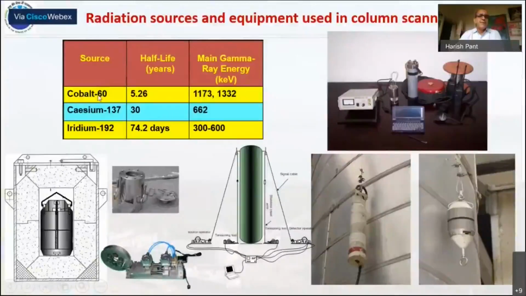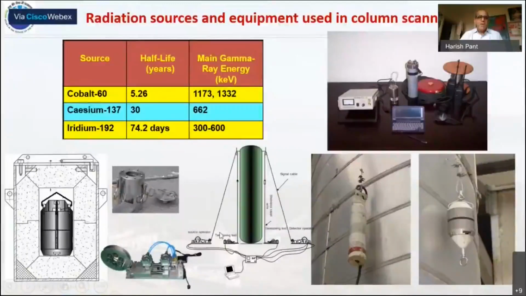Now you can see these are the radiation sources and equipment which are used for the scanning. Here is the cobalt 60, cesium 137, iridium 192. These three sources are mainly used for the column scanning. And you can see here, this is the transport container. Inside the transport container, there is a collimator here, and the source is inside this collimator.